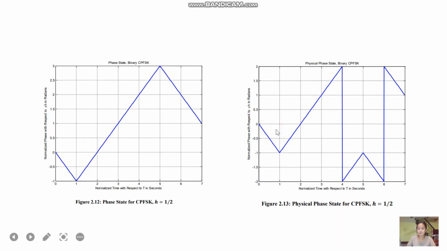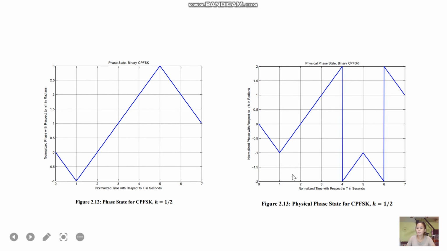Also, I'm going to show you 6 plots, maybe to help you better understand how the CPFSK signal works. I provided first, I have here the figure 2.12, which is the phase state of CPFSK. In this plot, it can be interpreted from the figure that the transmitted sequence is based on the direction the signal moves in, or the slope of the signal within the bit interval. So that is what it looks like here.